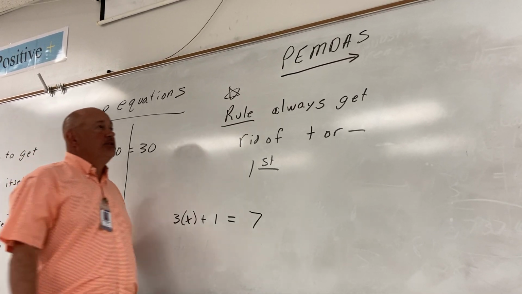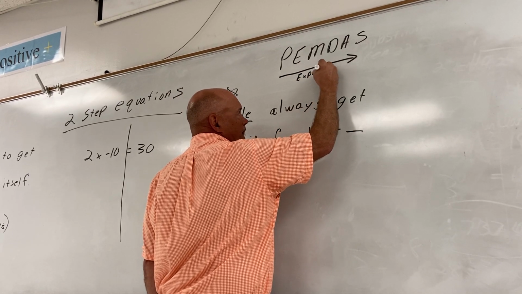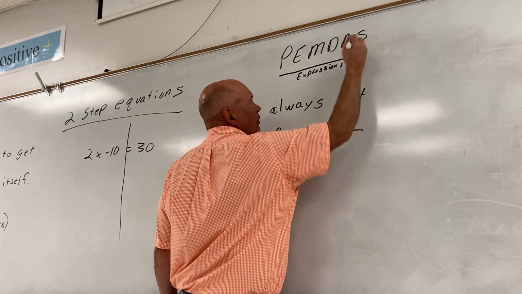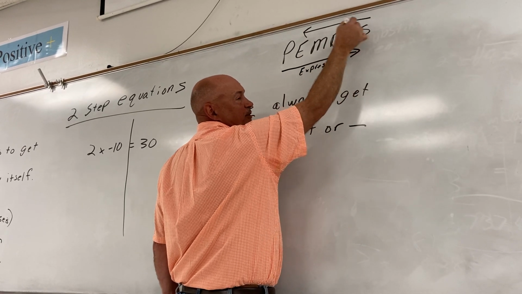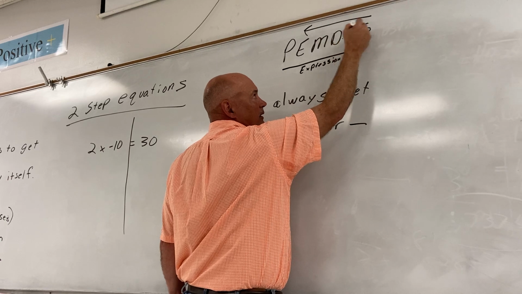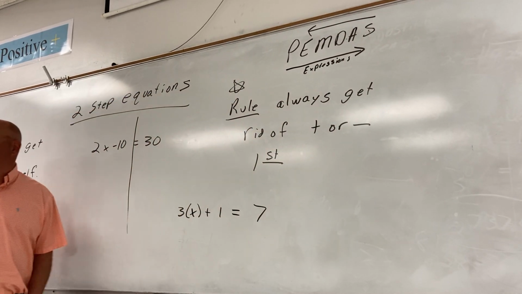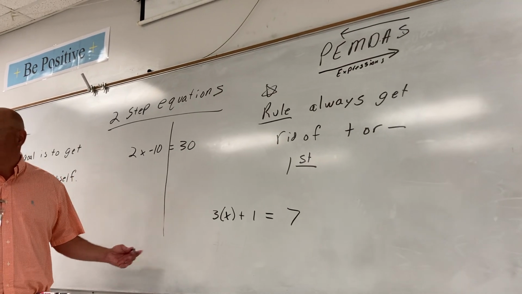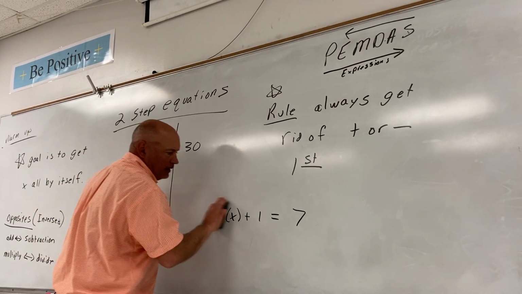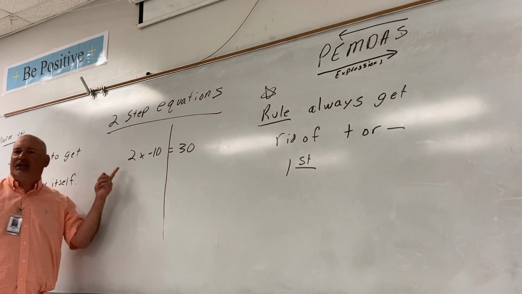Are you with me? So when you're doing expressions, you go left to right. When you're doing equations, you go right to left. And guess what the first two things are going this direction? Addition and subtraction. Do you now see why that is a rule? It should make sense because we're working the equation backwards. So, very good.